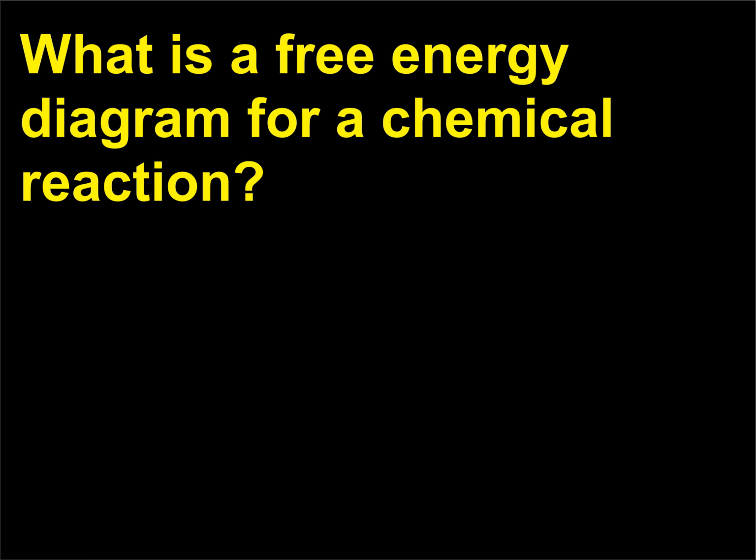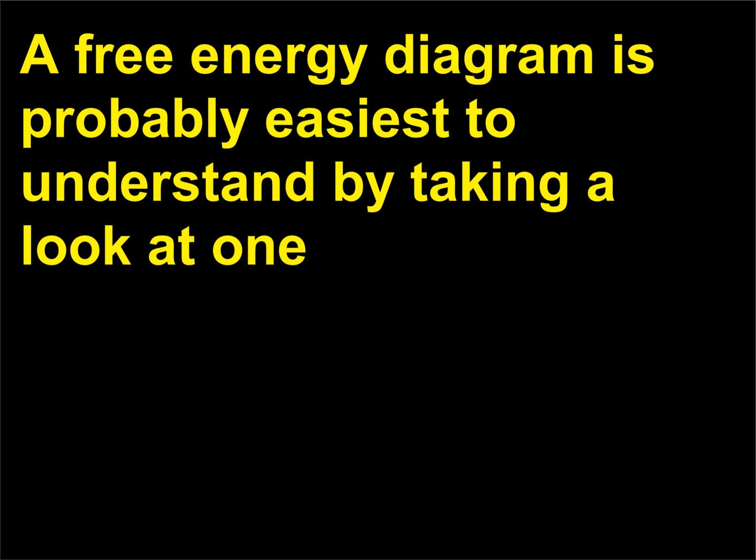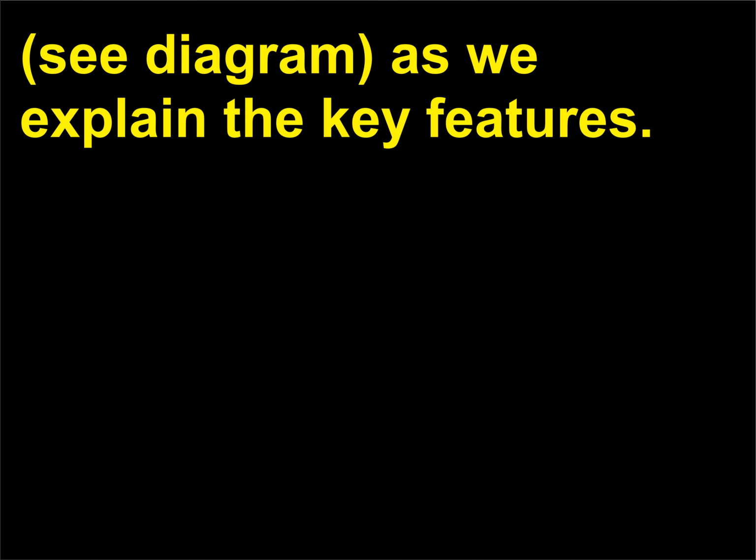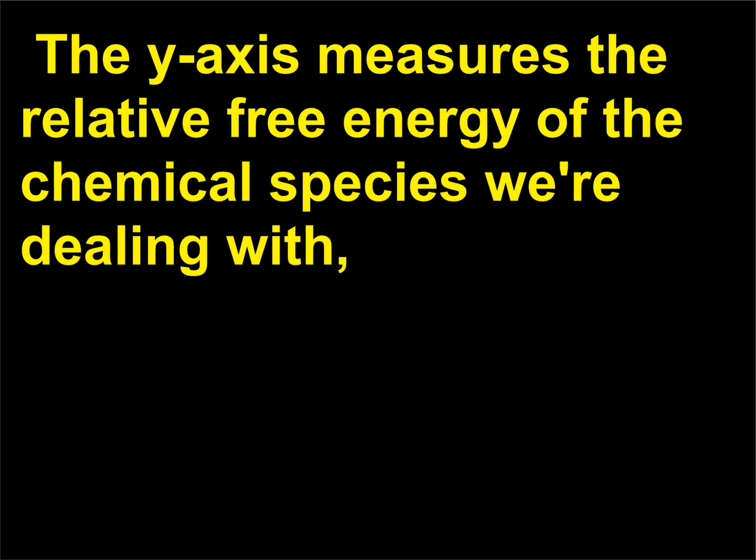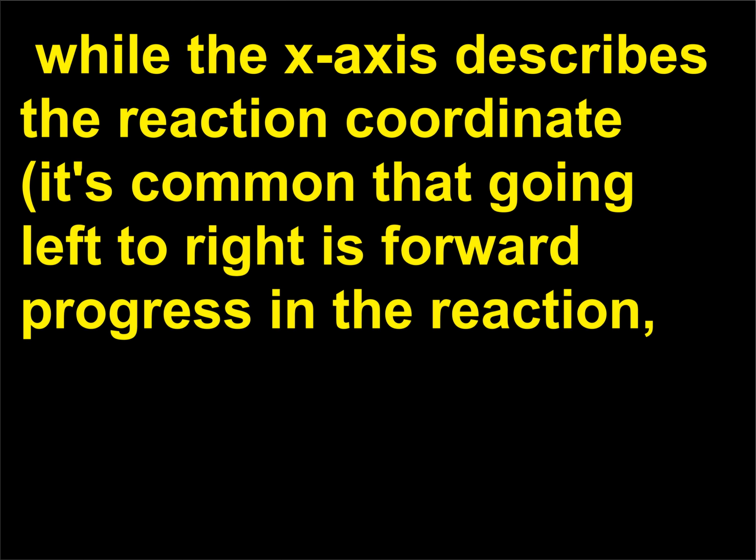What is a free energy diagram for a chemical reaction? A free energy diagram is probably easiest to understand by taking a look at one. See diagram, as we explain the key features. The y-axis measures the relative free energy of the chemical species we're dealing with, while the x-axis describes the reaction coordinate.